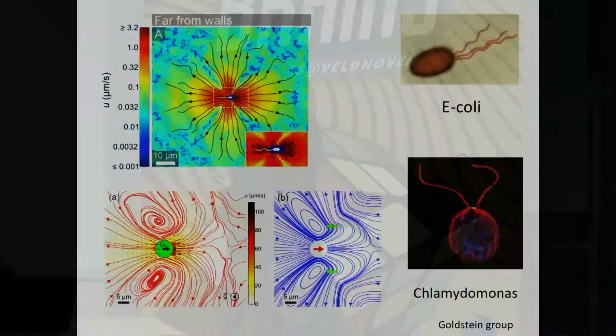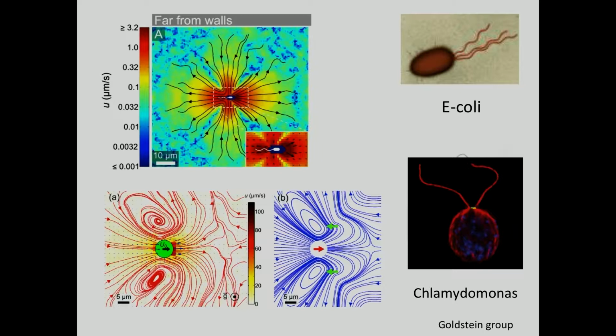This one is Chlamydomonas. This one does breaststroke. This is its flow field. And you can see that if you look a long way away, then this one pushes fluid out from its sides. You can see the arrows going outwards here. And it pulls it in from its ends. So that's like a pusher. Sorry, puller, that one, a puller, a contractile system.